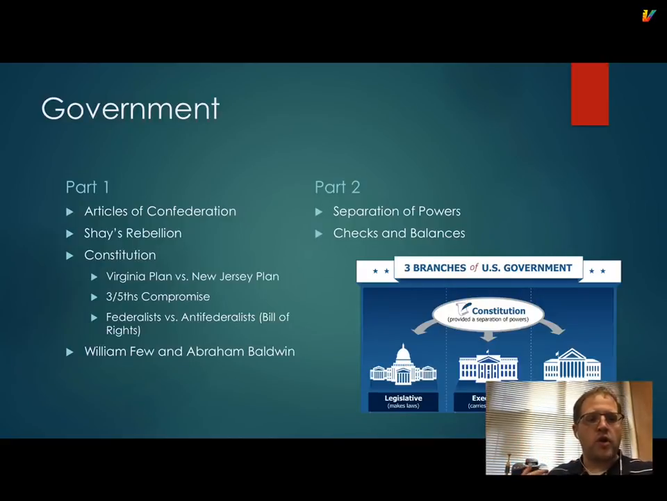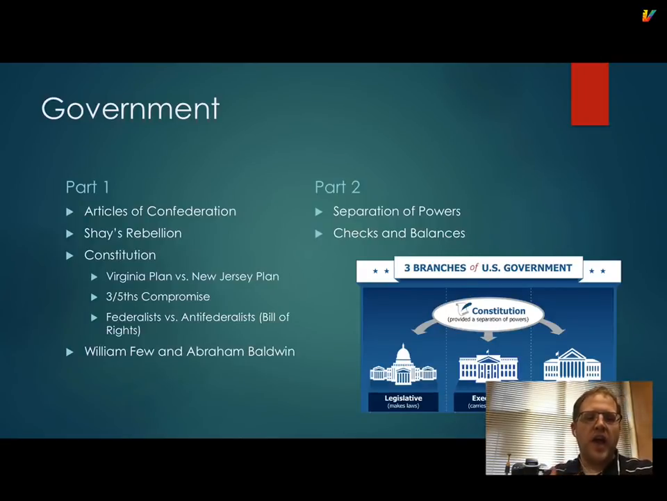Then we had the Federalists and the Anti-Federalists. The Federalists thought the Constitution was a good idea. They thought having this strong central government with an army that could have taxes and enforce their laws would make us safer, which it would. But the Anti-Federalists were nervous that this government could step on the rights of the people.